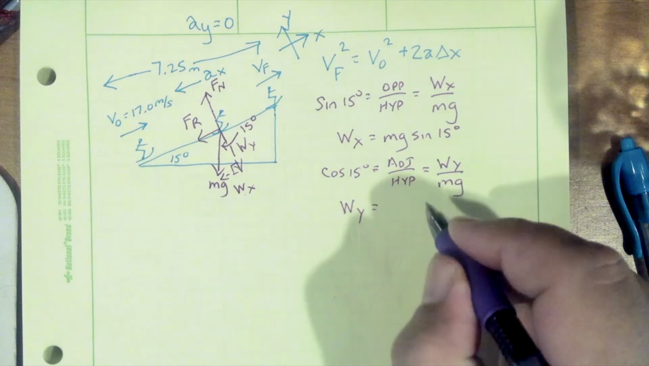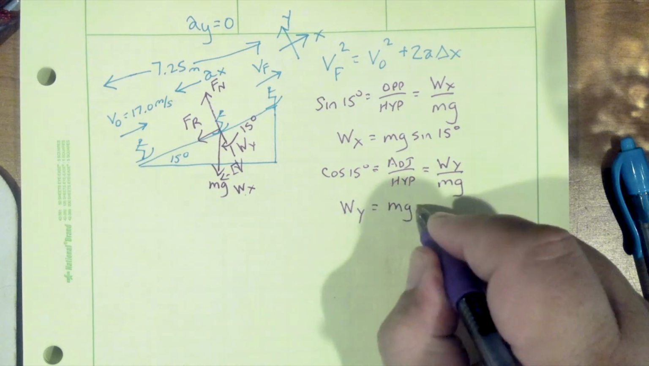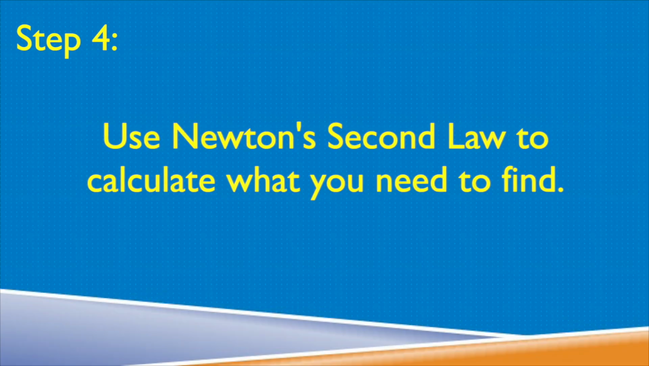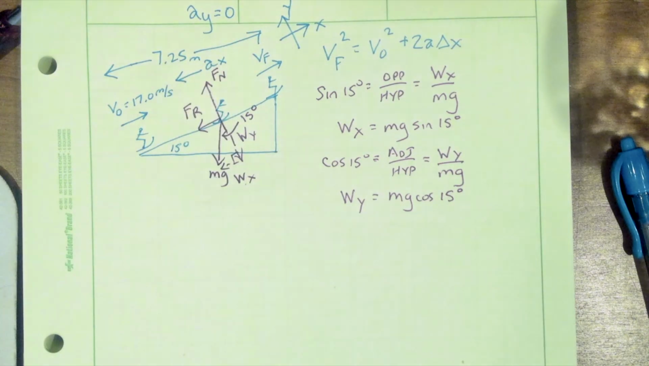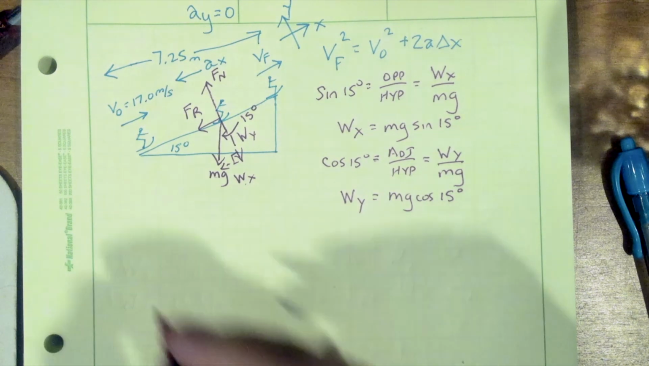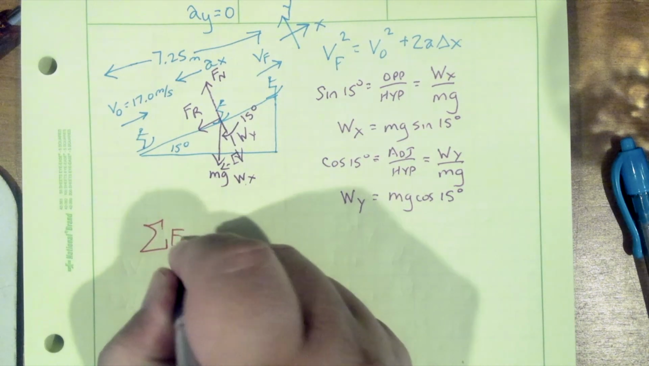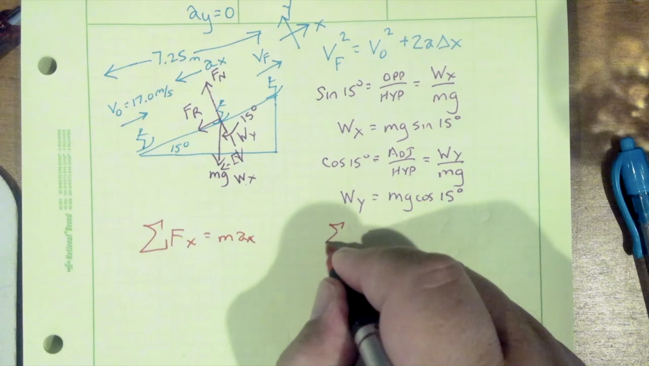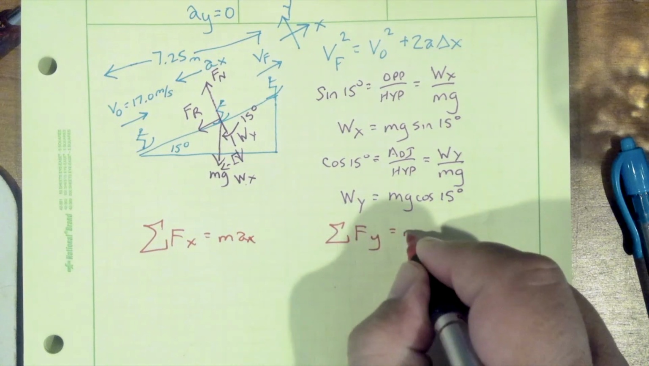And so the y component of the weight force is going to be mg cosine 15. So we've completed step 3. We only need to break one force up into components, and we've written out formulas for those components. And then finally, we utilize Newton's second law to figure out what we need to find, which is the acceleration in the x direction. So, of course, we first look at Newton's second law for the forces in the x direction, but you should always write out both equations in case you need them.